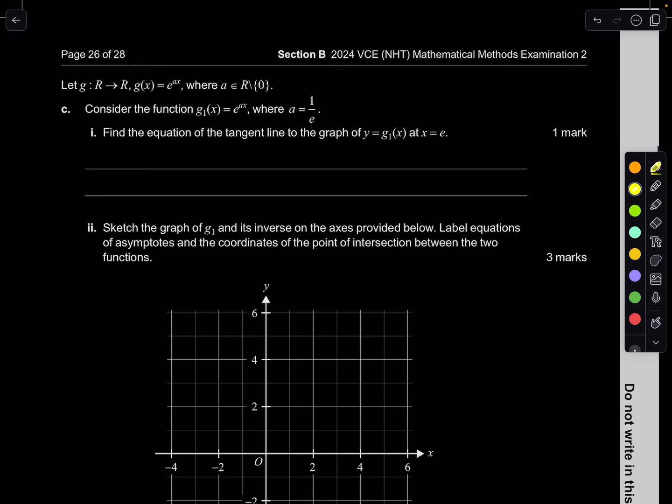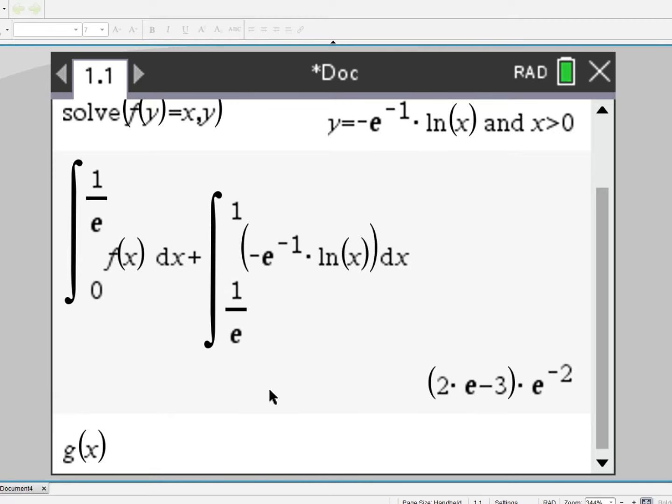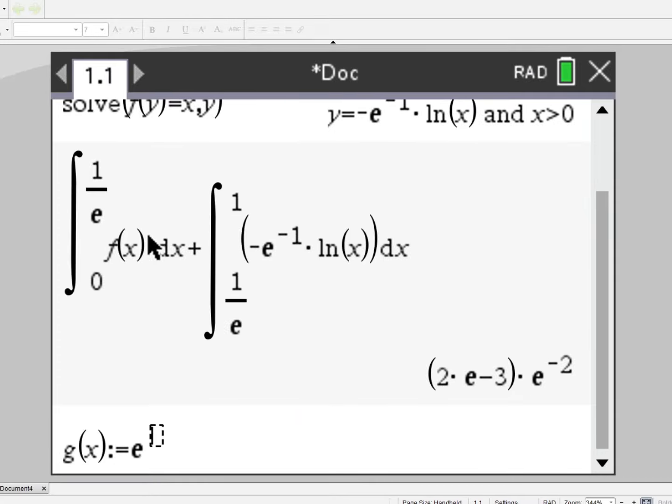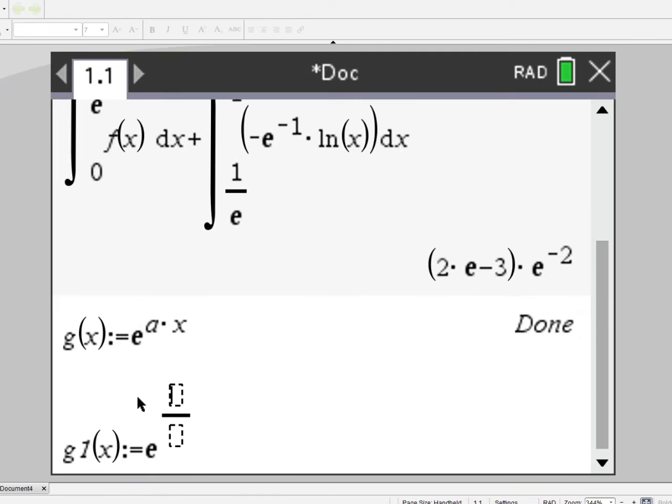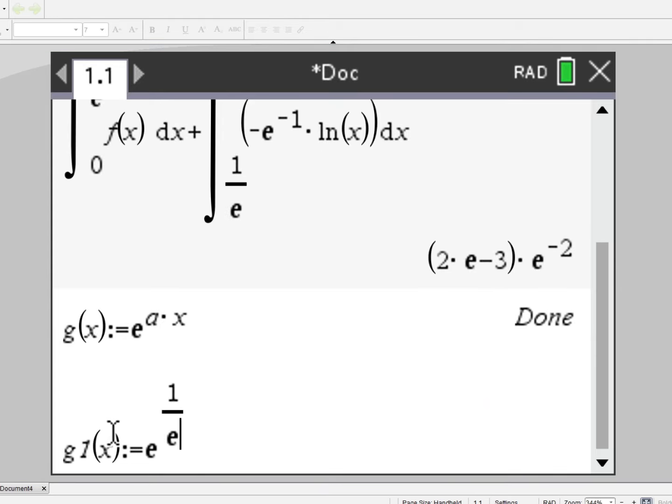It's only 1 mark, so let's use our CAS. Let's just graph g of x. Let's define g of x and g1 of x. So g of x is just the general equation, a times x. But g1 of x is the actual equation where a is 1 over e. So exponential 1 over e times x.